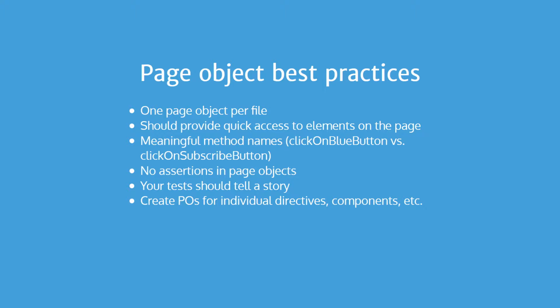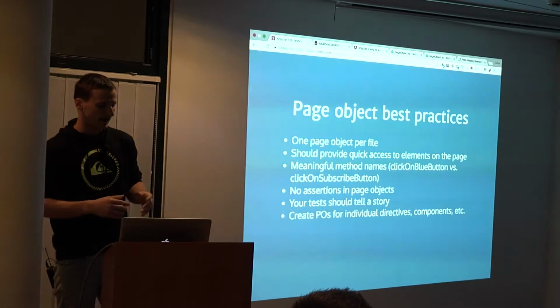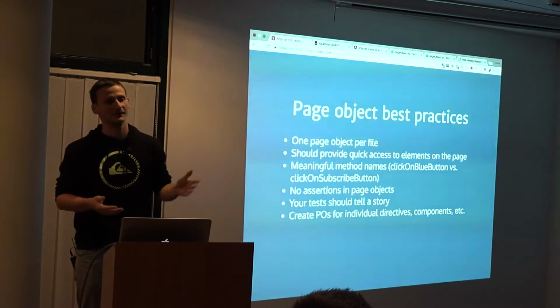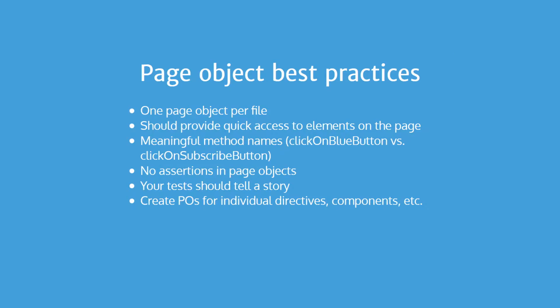Another important thing is that the page object should only deal with your page, and your test should do the actual testing logic. That means you shouldn't do assertions in your page objects. Those belong to the tests. I also mentioned this before, but if you give your test to a developer, they should be able to see what the test is doing without looking at the page object. So your test should tell a story that is easily understandable by any developer in your team.